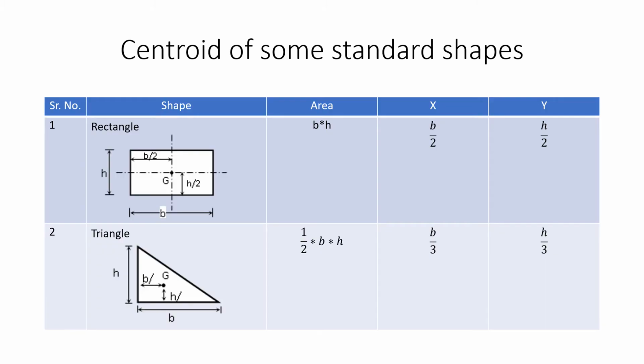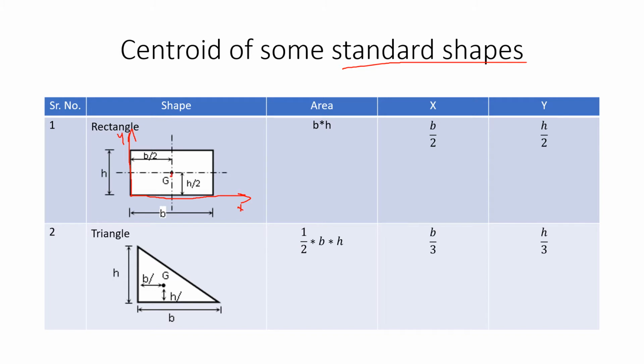Let us now understand the centroid of some of the standard shapes. The standard shapes are rectangle, triangle, circle, semicircle, quarter circle, and sector. Let us start with the first, rectangle. Now to locate the CG of any shape, first we must locate its centroidal axis. Let us say this is the centroidal y-axis and this is the centroidal x-axis. With respect to these centroidal x and y axes, now let us locate its CG.